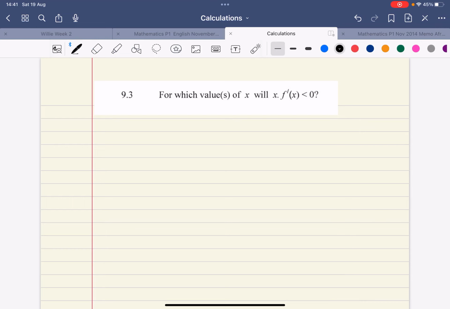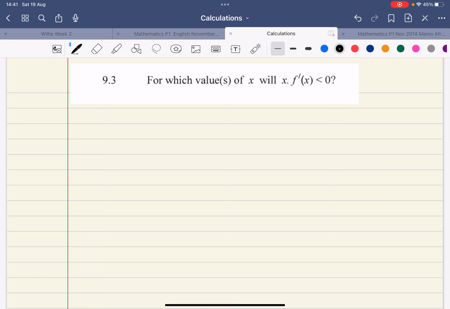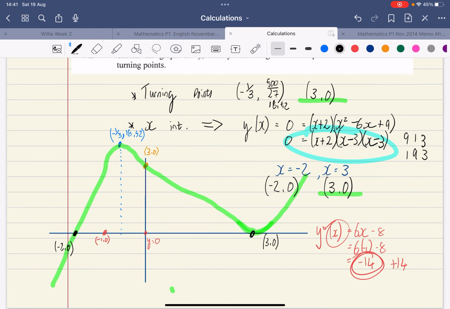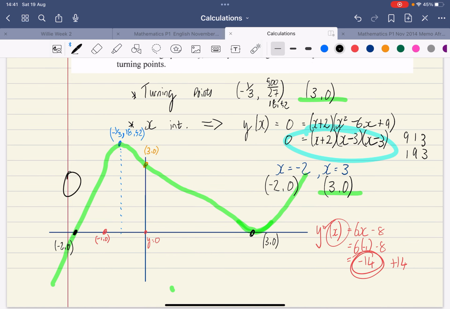Question 9.3. For which values of x will x times f dash of x be smaller than 0? This is a great question, because if it was just f dash of x smaller than 0, that's very easy to tell. We can see that our derivative for our function f, after sketching it, is positive over here, negative over here, and positive over here.